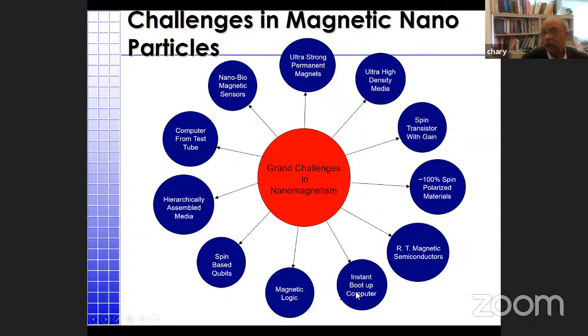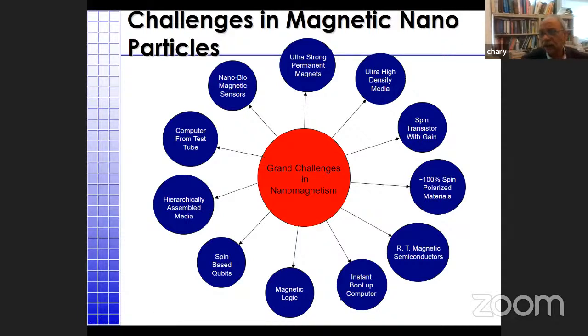And instant boot up computers. You know, today when you turn off the computer and turn it on, it takes at least a few minutes, depending on the model of your computer. Sometimes it might take even 5 minutes. So the question is, can we have a computer that you turn on, just like a light bulb, and it should turn off? And spin-based qubits, computer-based test tubes.